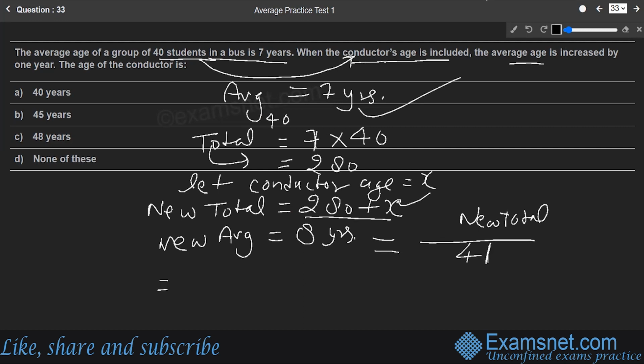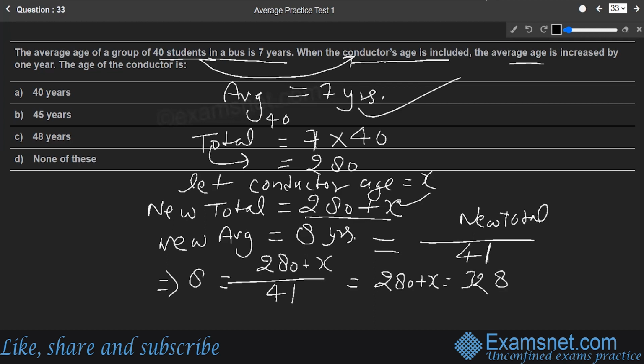Let us solve this expression. 8 is equal to the new total, 280 plus X, divided by total people, 41. If you solve this further, this gives us 280 plus X is equal to 328. If we solve this further, the X value comes out to be 48 years. So that is going to be the right answer for us. The conductor's age is 48 years.